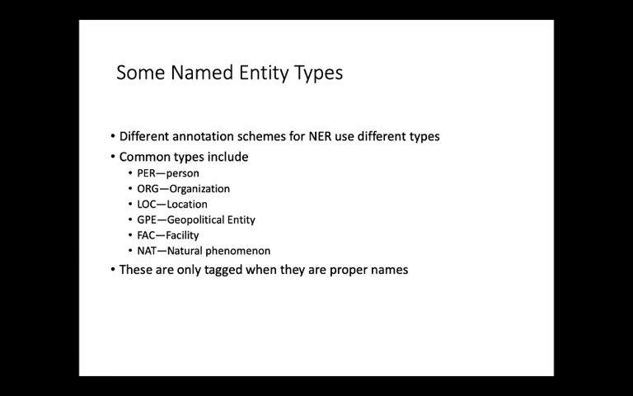So here are some kinds of named entities. Depending on what you're using named entity recognition for, you'll use different types. But these are the most common ones. So there's person, organization, location, geopolitical entity, facility, natural phenomenon. So the hardest thing here is the distinction between locations and geopolitical entities.